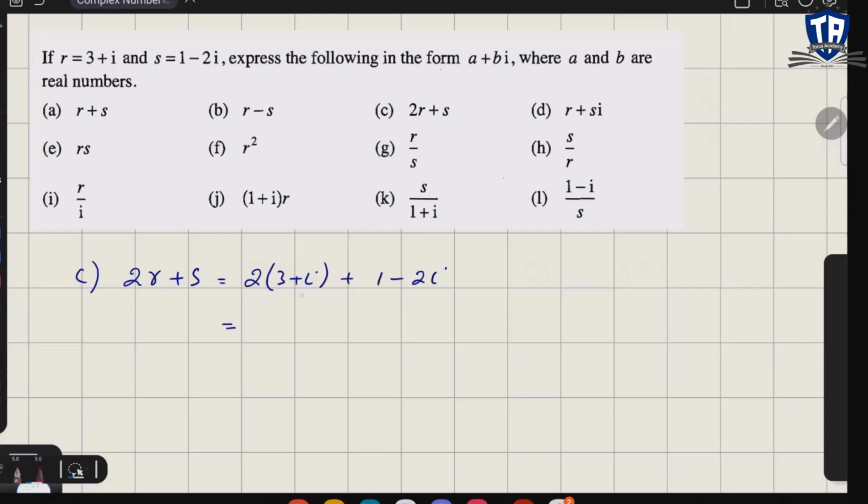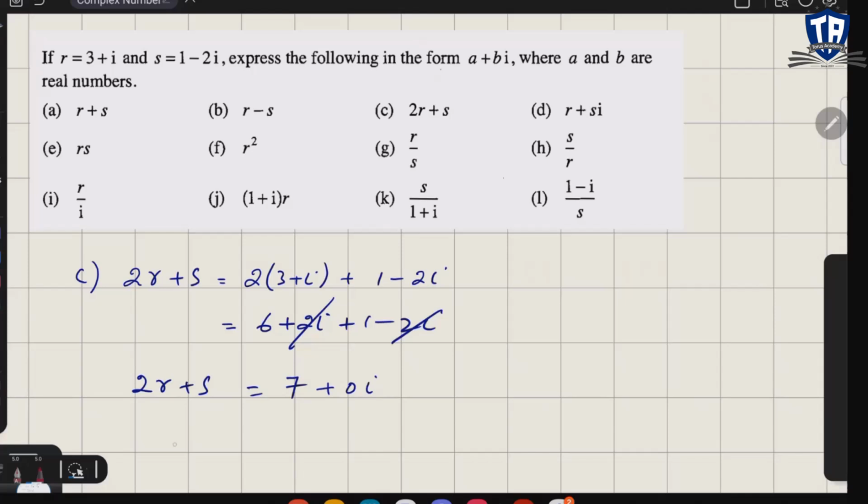So it's simple multiplication. You can do it like this: 6 plus 2 iota plus 1 minus 2 iota. So 2 iota is cancelled. So 6 plus 1, 7. So 2r plus s is equal to a real part. Although it is only a real part, you can write it as a complex number by introducing 0 with iota. So you can see that in addition, the final answer is also in the form of a complex number.